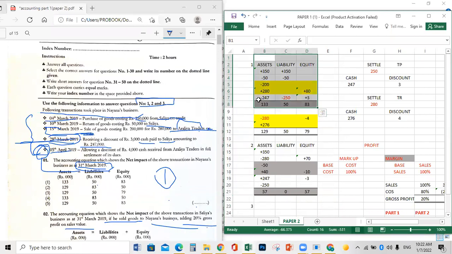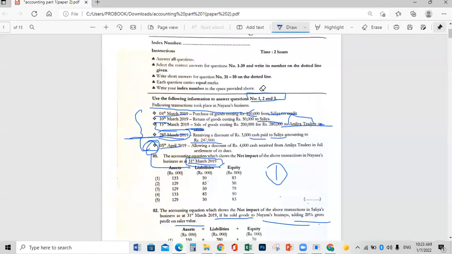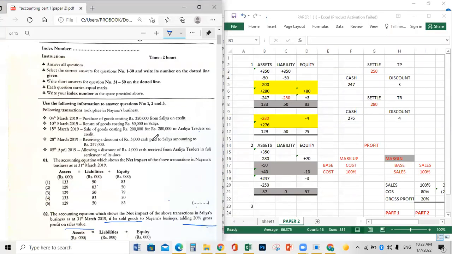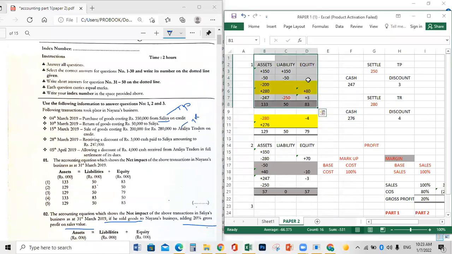Okay, so now see, who is debtor for Nayana's business? Now we are coming back to Nayana. You should think from the point of view of Nayana, because they said only Nayana. So guys, when it comes to Nayana, Salia is a trade payable, while Aralia is a trade receivable. So the first transaction is where you sell goods on credit to Salia. So that is the first one.